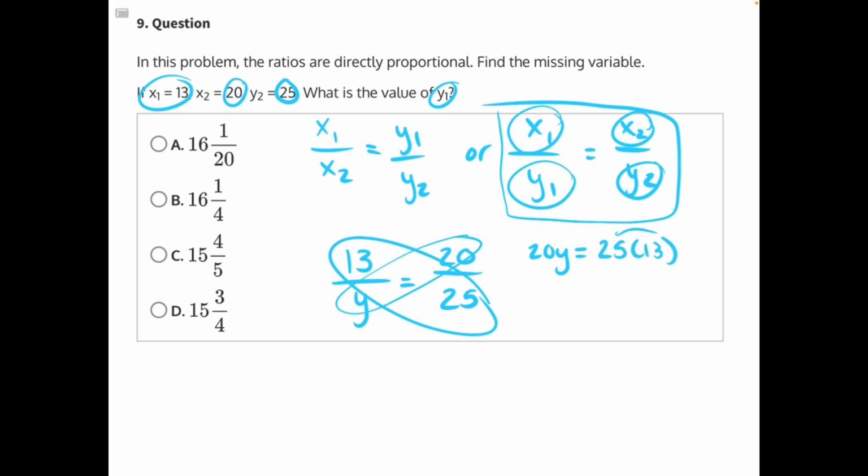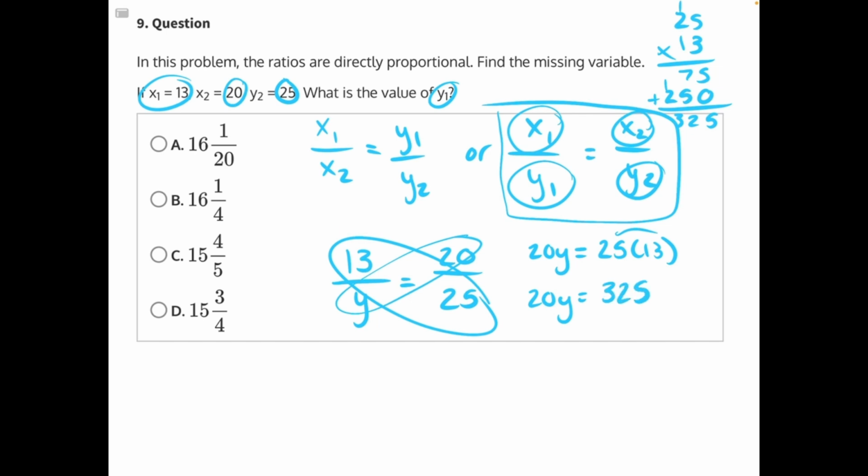Let's do this multiplication, 25 times 13. 3 times 5 is 15. 3 times 2 is 6, plus 1 is 7, placeholder 0. Anything times 1 is just itself, so we can put 25, and then add these two together to get our product. 20y is equal to 325.